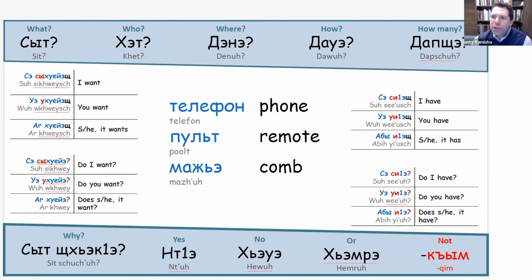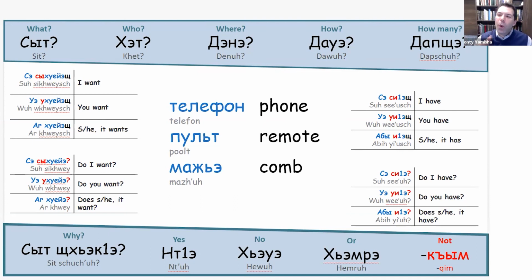I'm telling you, you have a remote. Yes, remote control. Pult. Is this a Russian loan word? This is a Russian loan word. And the way I told my daughter to remember this word is the poltergeist has stolen the remote control. Pult.